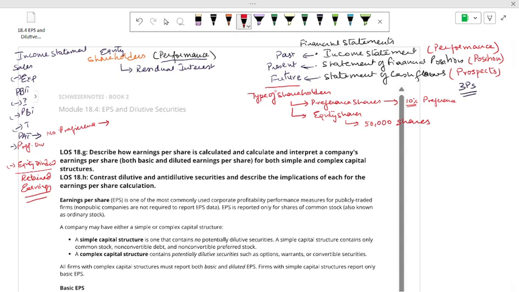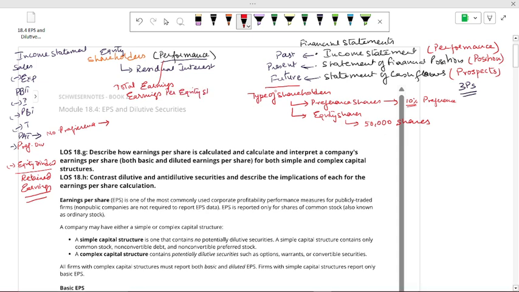Performance in terms of earnings. We are not only interested in total earnings, but also in earnings per equity share. The earnings per equity share is nothing but profit after taxes divided by the number of shares.